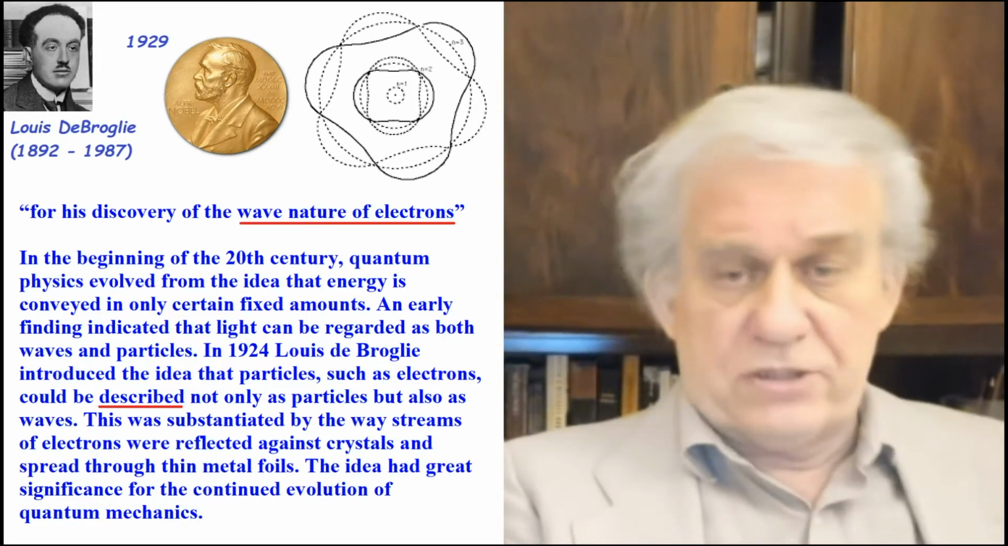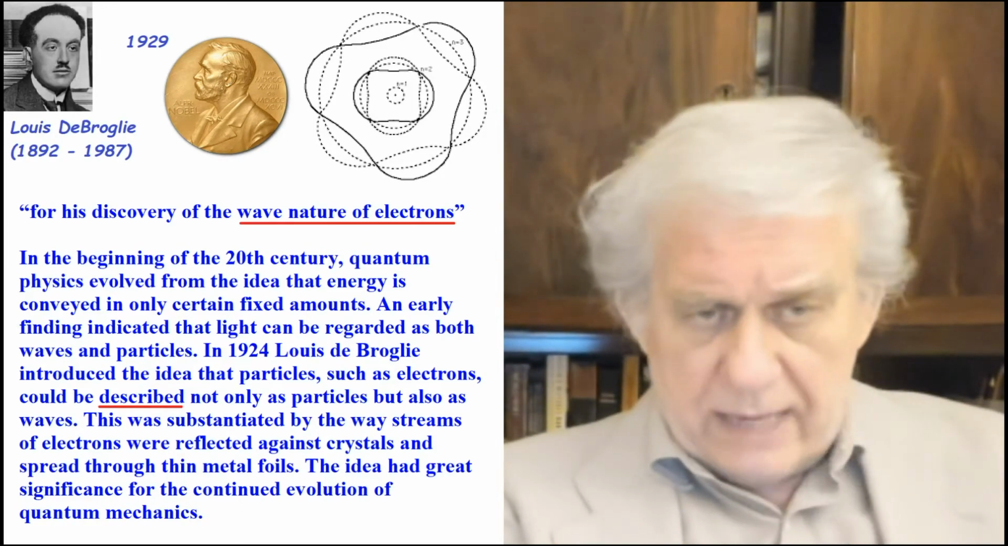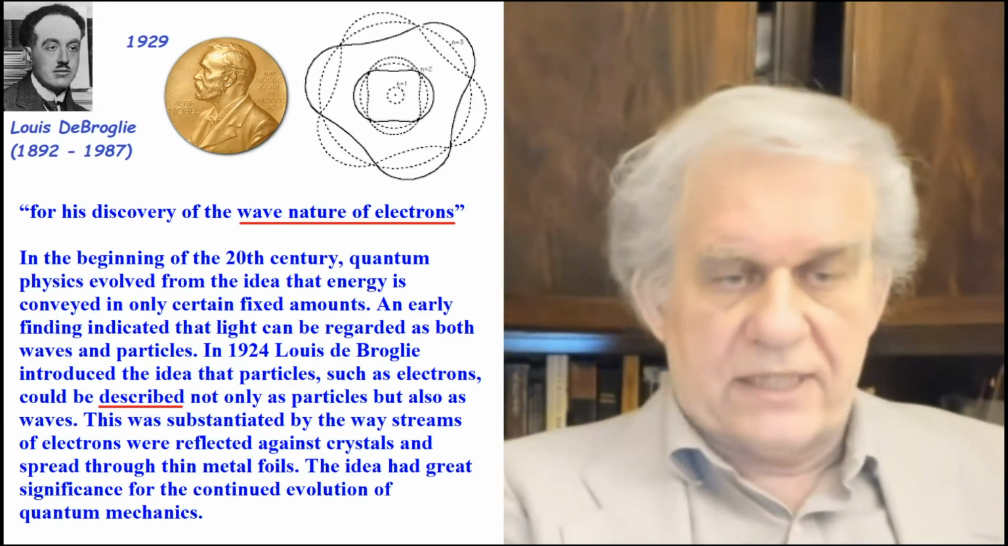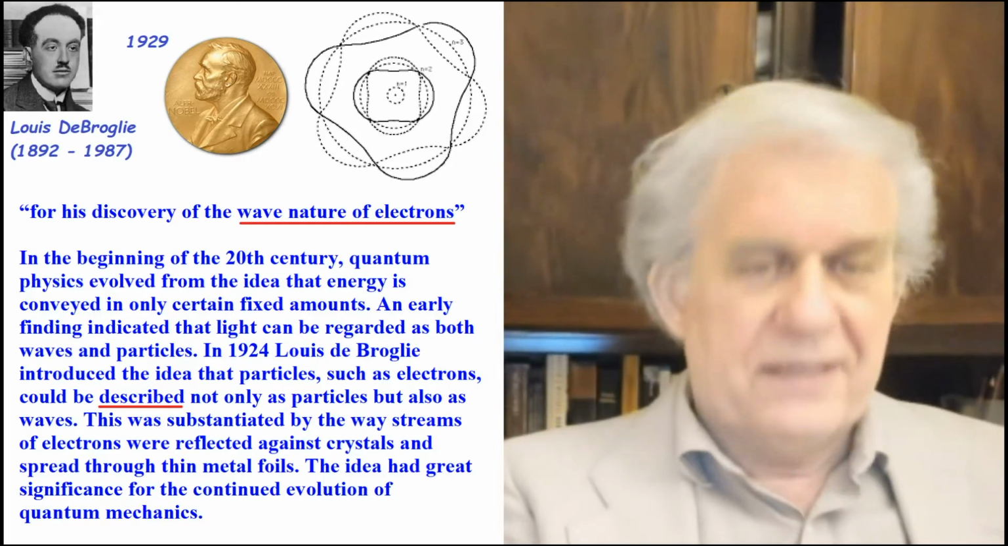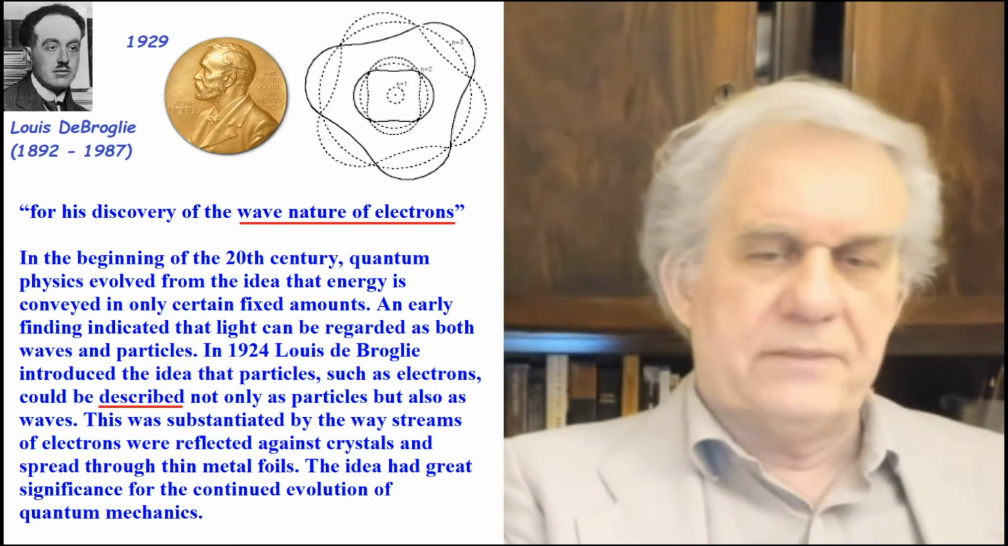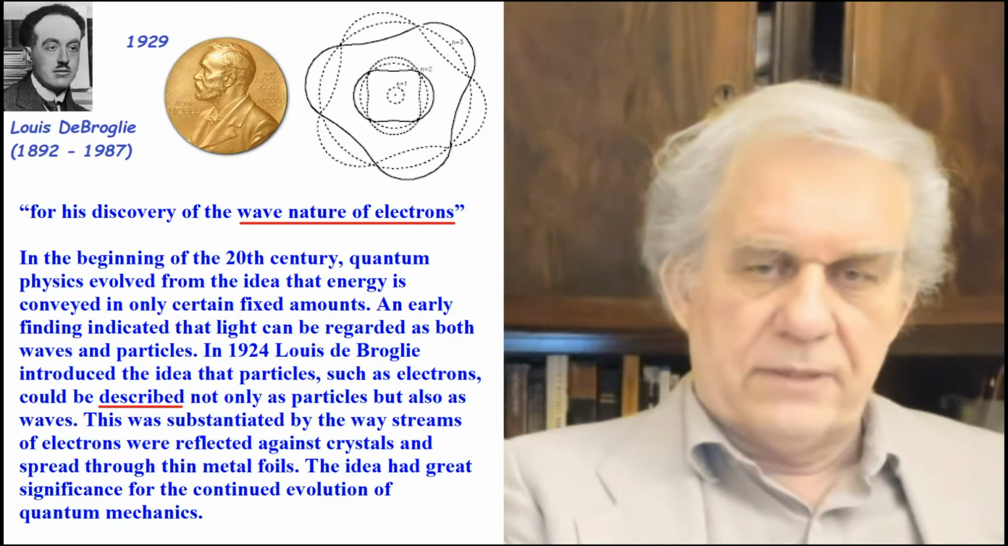And what did he do? Well, he described something. You see it there, the word describe. In 1924, Louis de Broglie introduced the idea that particles, such as electrons, could be described not only as particles, but also as waves. That was his contribution to the fatherland. For that, he got a Nobel. So do we know now what an electron is after today? Is it a particle? Is it a wave? Well, it's your guess.